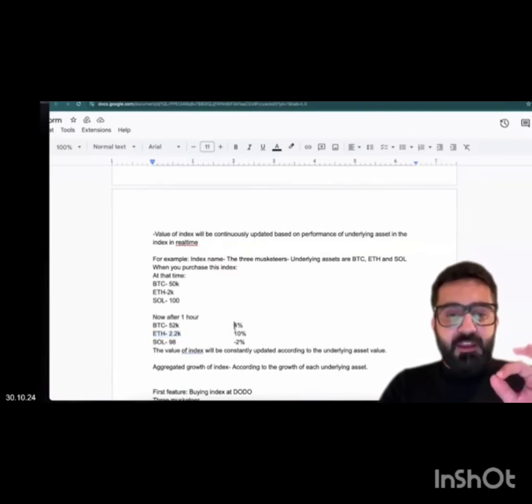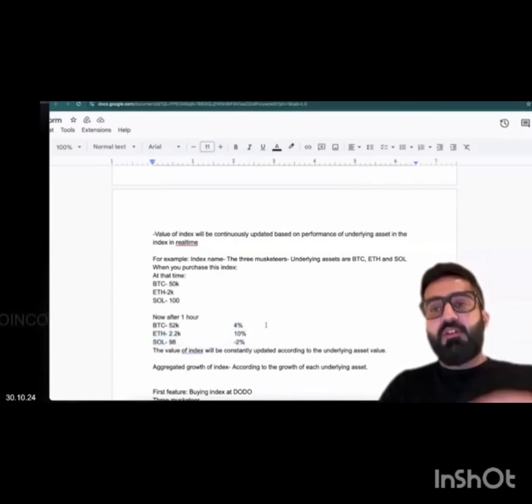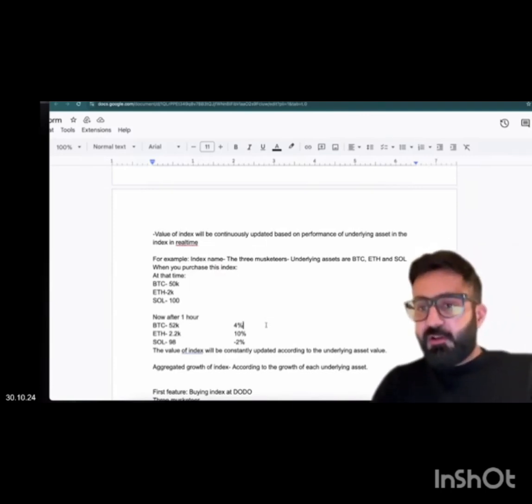And this profit, or aggregated growth of your index, will be shown to you, and you will also get to see your underlying assets individually growing or declining. So it is not like you bought this index, Three Musketeers, and on average the whole index is in profit. You will also see the particular underlying assets, their growth, their volatility. So it will be a real time display on the DApp.